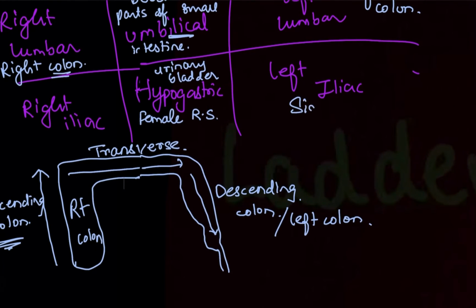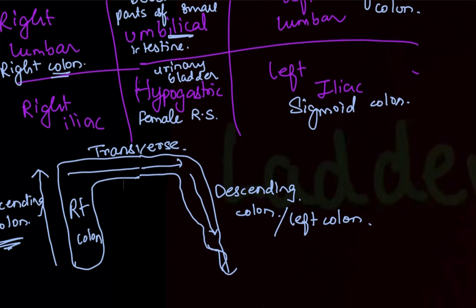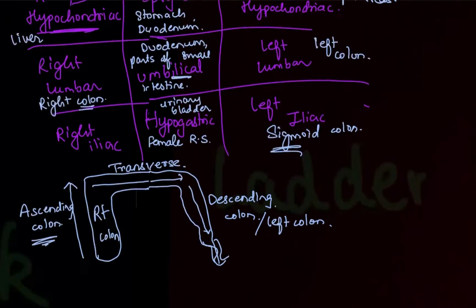Okay, and sigmoid colon comes in the left iliac region. Descending colon gets converted into sigmoid colon. It's S shape, so anything S shape, we give it the name sigmoid. Like we had sigmoid sinus in our occipital bone. We've done it when we were doing the sinuses of the skull, right?